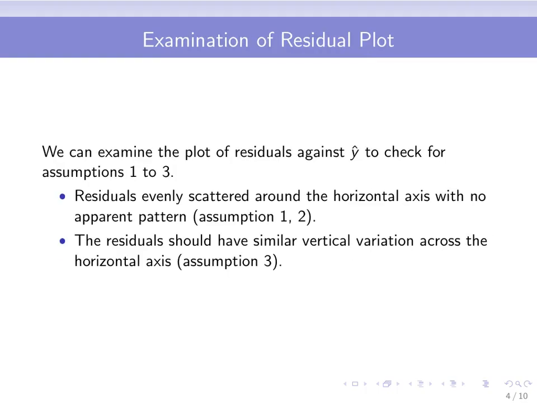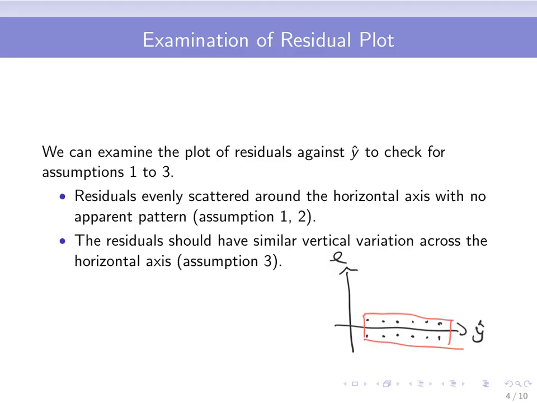For the residual plot, basically, we are looking for these features. The residuals are evenly scattered around the horizontal axis with no pattern, and they should have similar vertical variation across the vertical axis. So in a residual plot, what we are looking for typically is a situation where the residuals, some people will say, fall mostly in a horizontal band, right? They're evenly scattered across the horizontal axis, no pattern, and the vertical spread is basically the same as one moves from left to right.